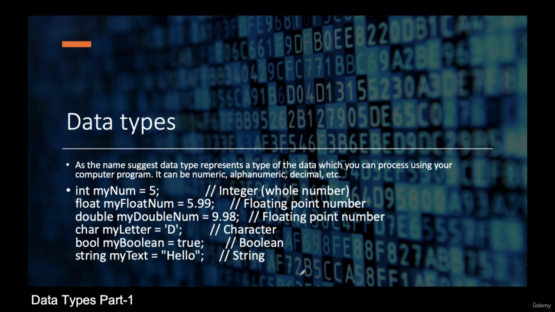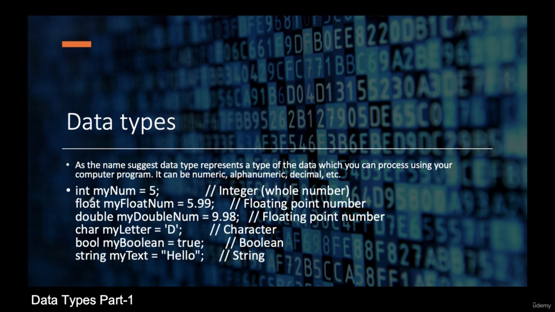Similarly, we have a lot of other data types. If I have a name, that's also data, but we cannot write my name, Arjun, as integers. It can be written only as characters, so we need another data type. That's the char data type. As the name suggests, a data type represents the type of data which we can process using our computer program. It can be numeric data, alphanumeric data, decimal data, any kind of data. So in order to represent any kind of data, we use a data type.